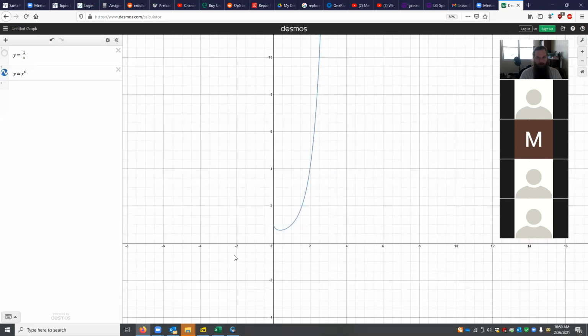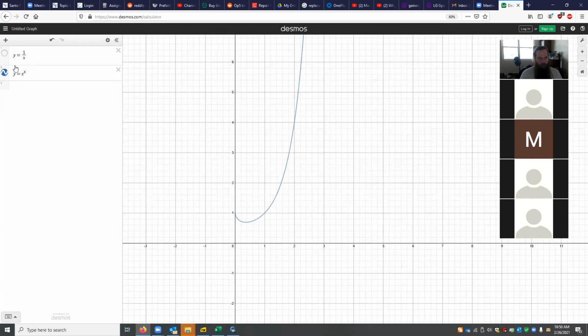There it is. It's a weird function. The base is a variable and the power is a variable. But as you come closer and closer to 0 from the right, the y value is going towards 1. So the limit as x goes to 0 from the right here is 1.